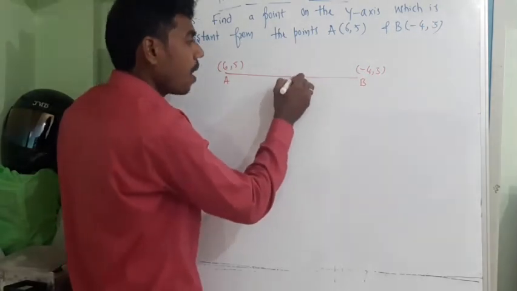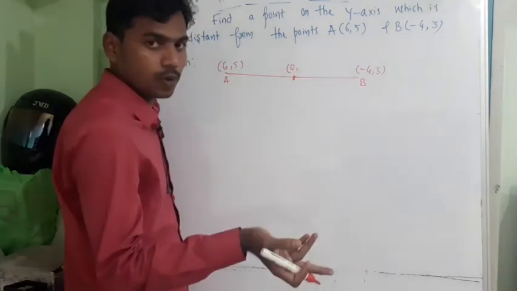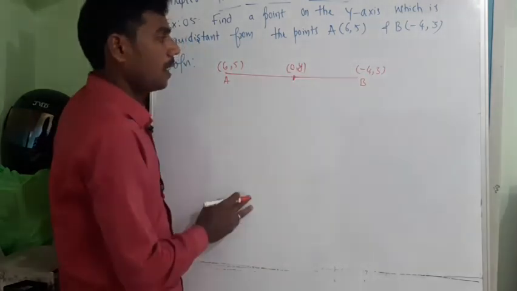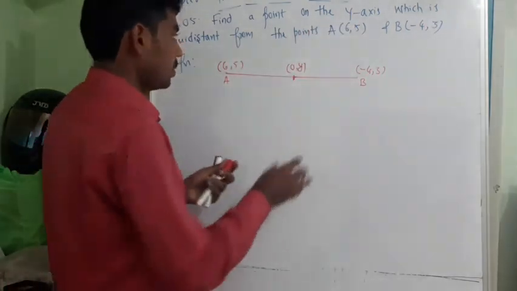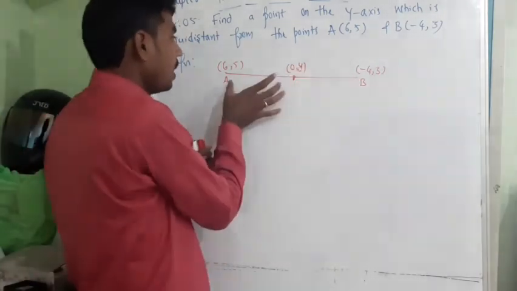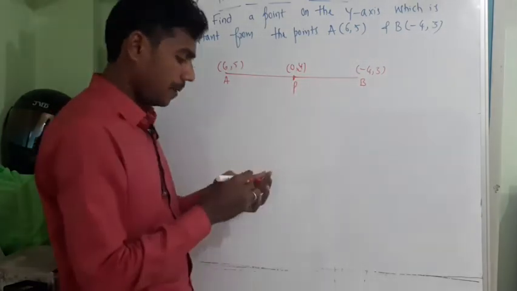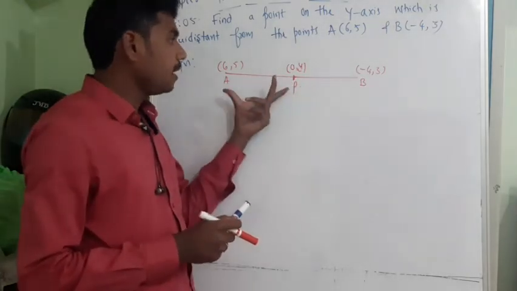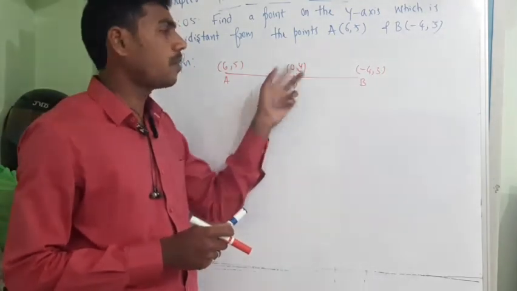Okay. So since the point is lying on the y-axis, the x coordinate will be 0. So the abscissa will be 0, the ordinate will be y. Now we need to find the relation, find a point on the y-axis. So we need to find the value of y such that, if the point is P, AP is equal to BP, since both the points are at equal distance from this point. That is the reason AP will be equal to BP. Using that relation, we need to find the value of y.